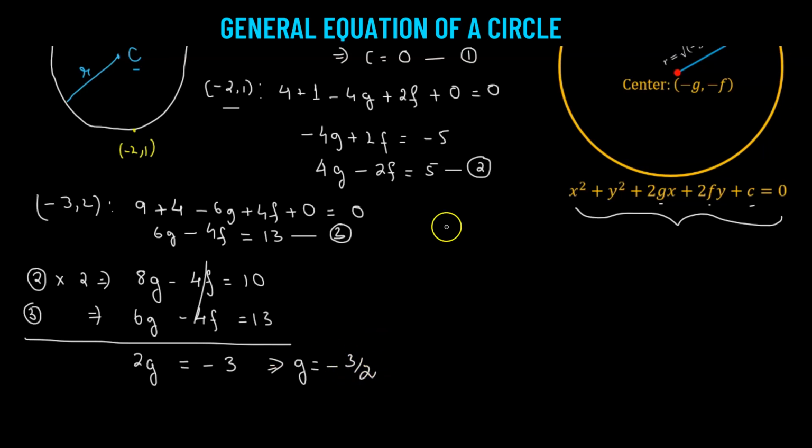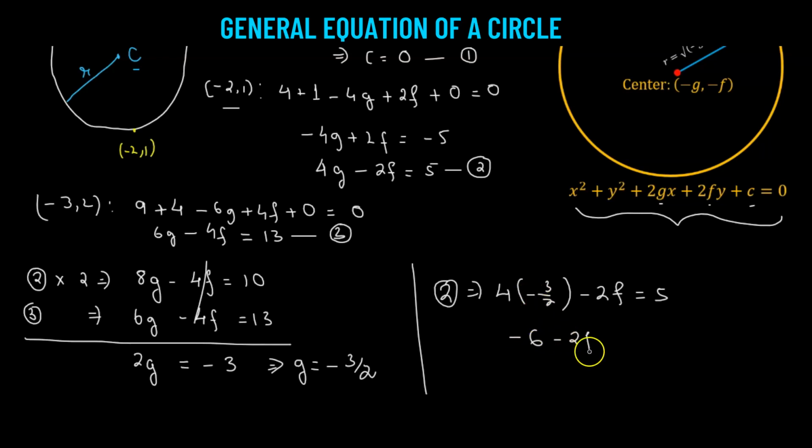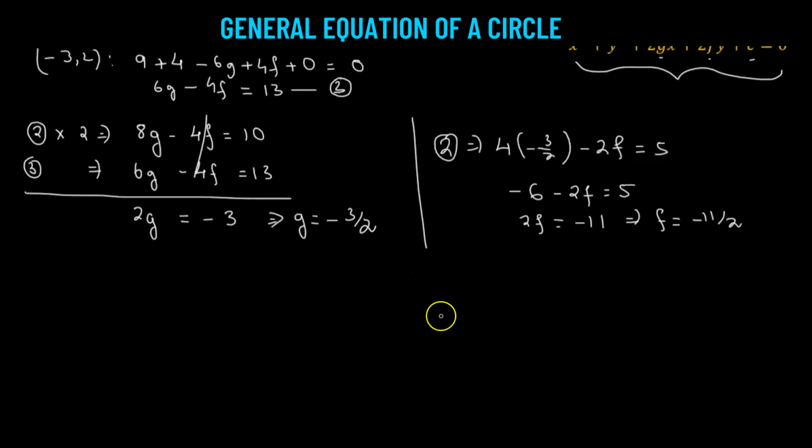Now that we have the value of g, we can use either equation 2 or equation 3 to find out the value of f. So let's use equation number 2. We have 4 times g, so g is -3 over 2, minus 2f equals 5. So we get 4 times -3 is -12, so -12 over 2, that's -6, minus 2f equals 5. So that gives us 2f equals -11, and the f value comes out to be -11 over 2. So we now have g as -3 over 2, our f value is -11 over 2, and our c value came out to be 0.